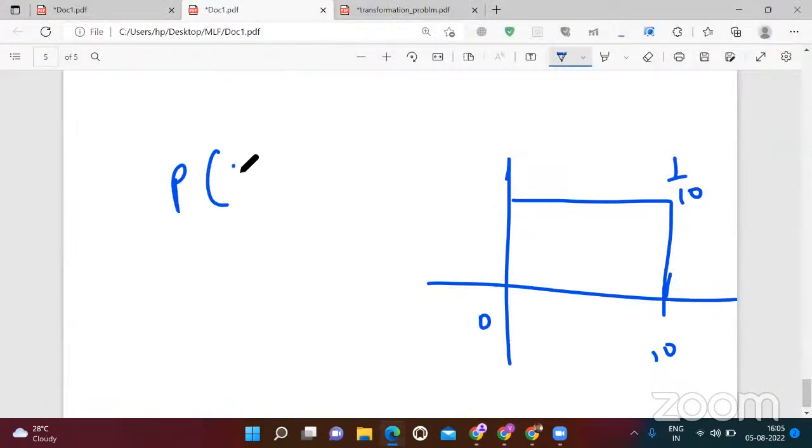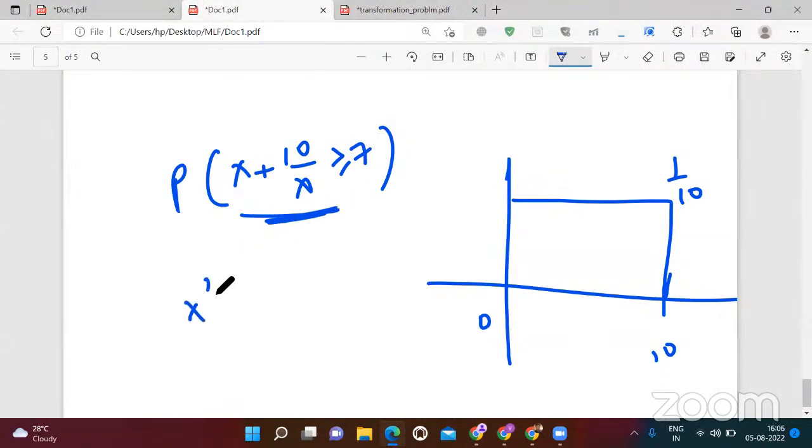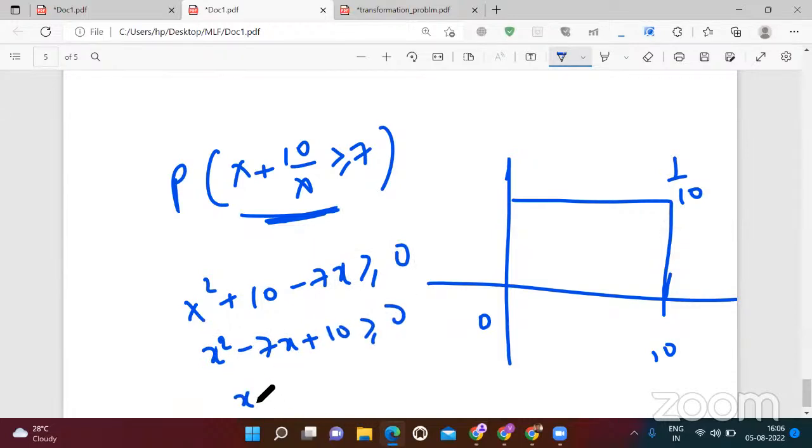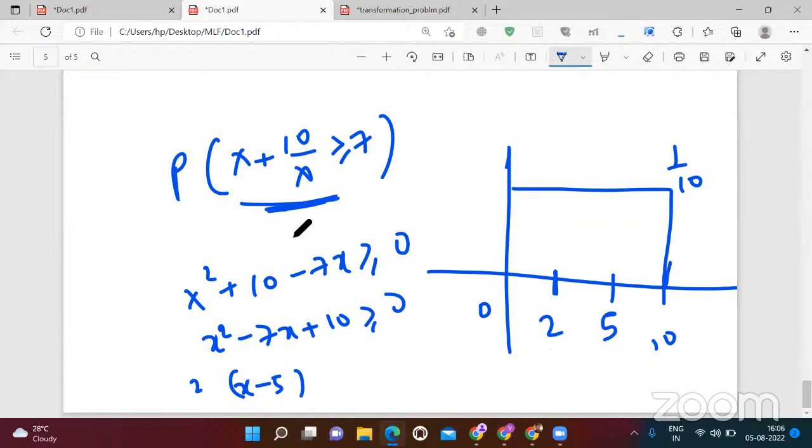Now what you have to calculate is the probability such that x plus 10 upon x is greater than or equal to 7. Just solve this problem: x square plus 10 minus 7x greater than 0, so x square minus 7x plus 10 greater than 0. So x should be 5 and 2; 2 and 5 is the solution. What is being asked here? It should be greater than or equal to 0, so x minus 5 and x minus 2 should be greater than or equal to 0. If you solve this equation, what are the values of x you are getting?